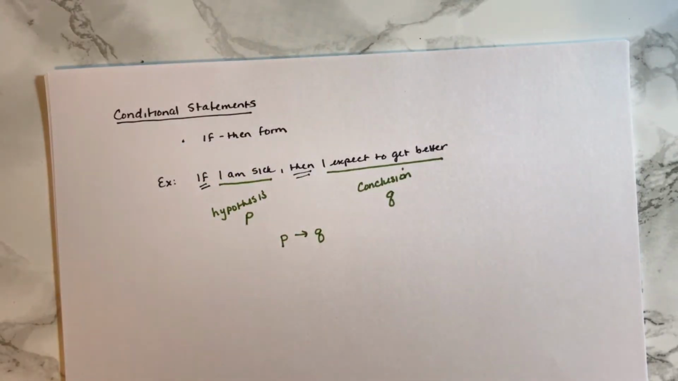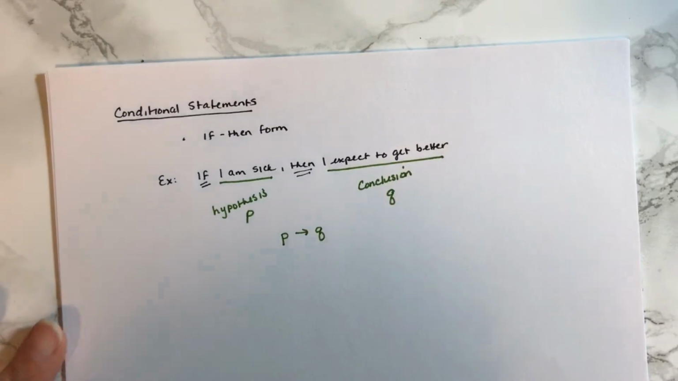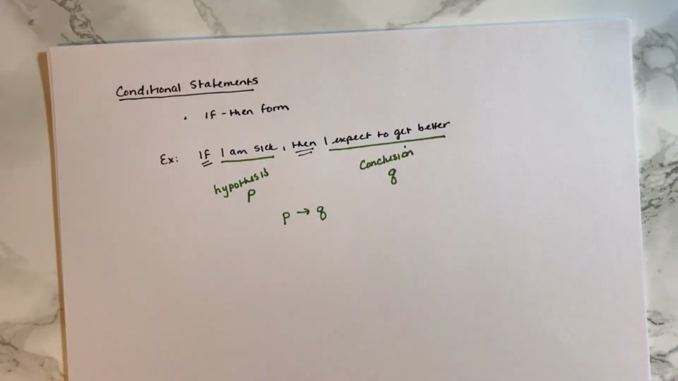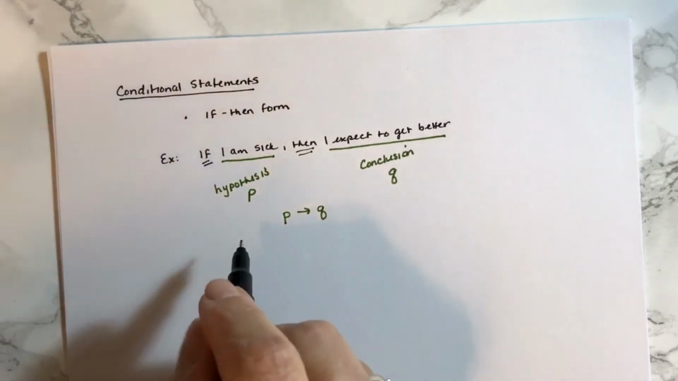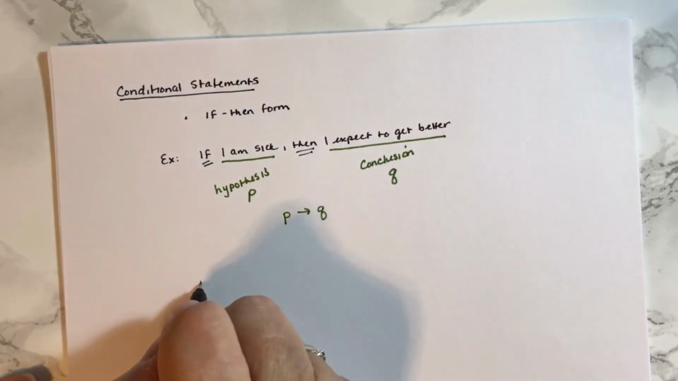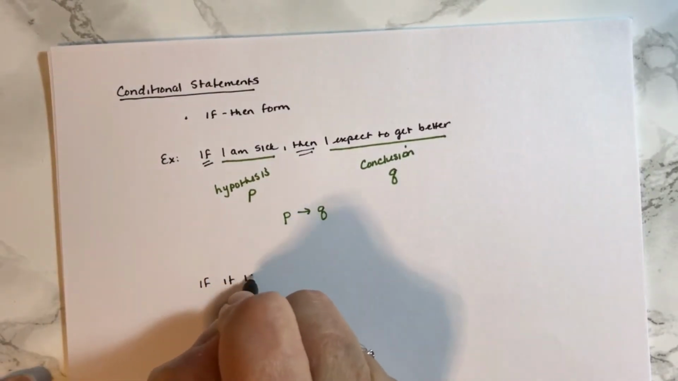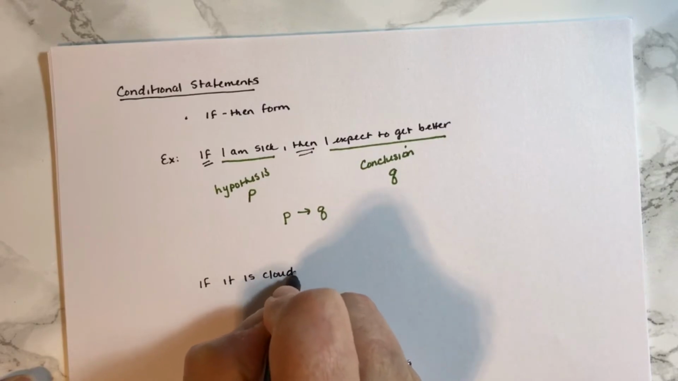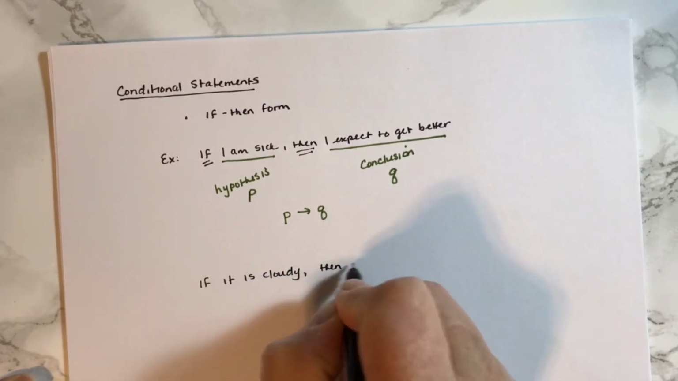All right, and that's all you need to do for that. So, a lot of times on the semester exam or on my tests, you'd be asked to identify a hypothesis and a conclusion. So, if it is cloudy, then it will rain.